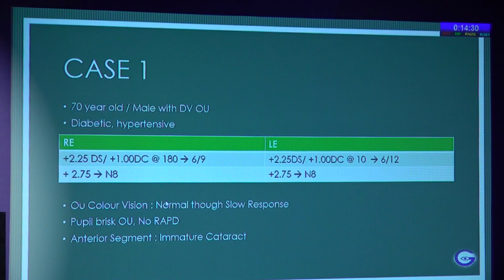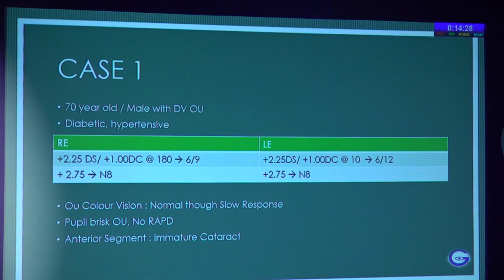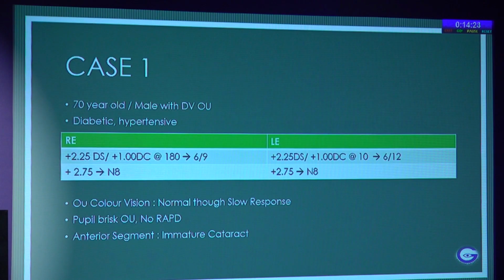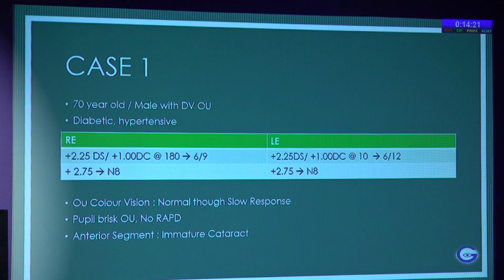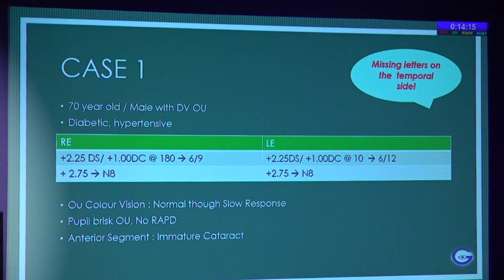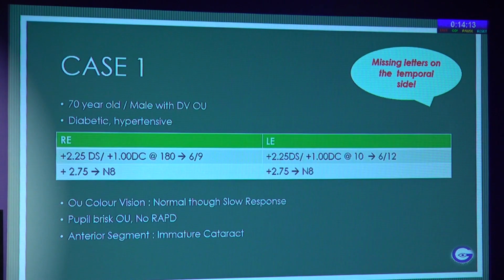Now, color vision is normal, but slow response. So you'll only get that response if you do it yourself. Otherwise, you'll miss this. Pupils were brisk, no RAPD. Anterior segment shows some immature cataract. So can you attribute all this to the cataract? That's the question. So we sometimes have to take 5 minutes in the history.